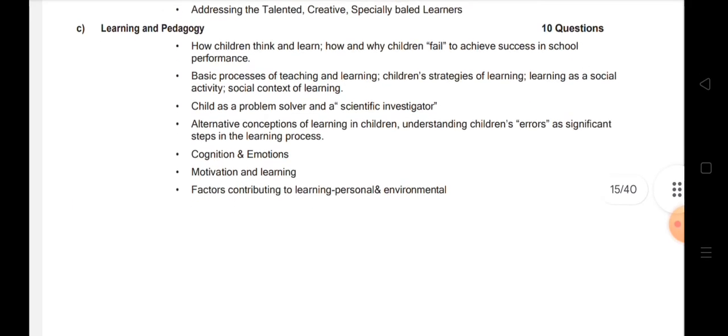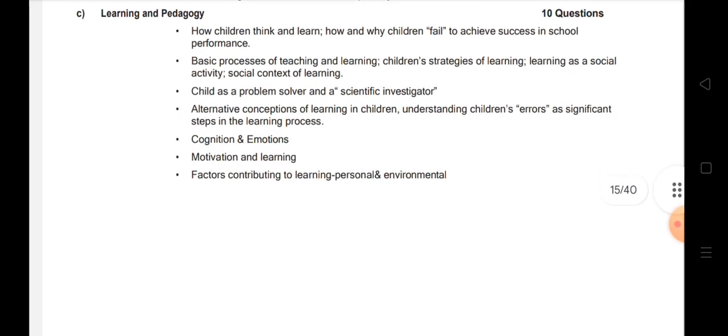Now let's see number C, learning and pedagogy. How children think and learn, how and why children fail to achieve success in school performance.